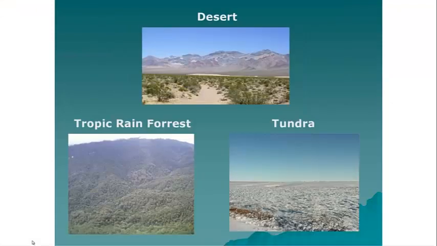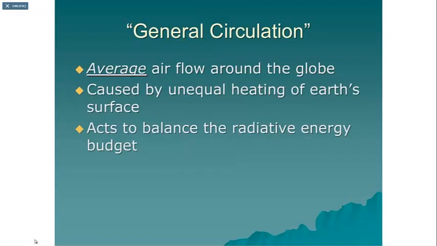So in the world we do have distinct areas of deserts. We do have a distinct area that we call the tropical rainforest, and then up in northern Canada we also have the area called the tundra. So what we're referring to is the general circulation of the world. The average airflow around the globe caused by unequal heating of Earth's surface acts to balance the radiative energy budget.